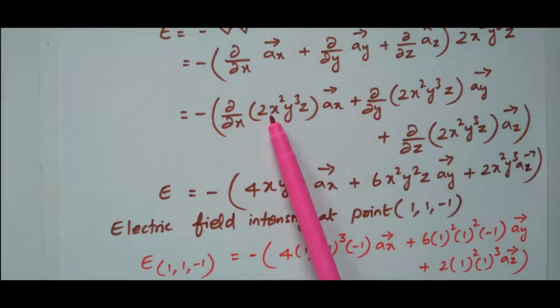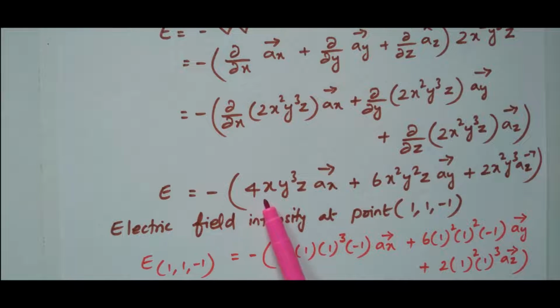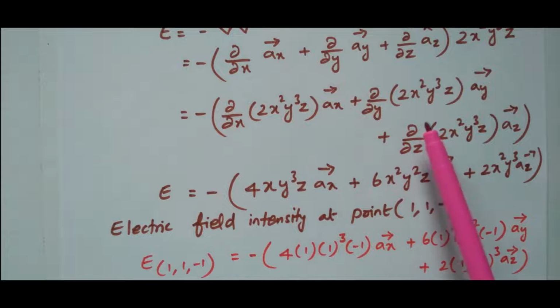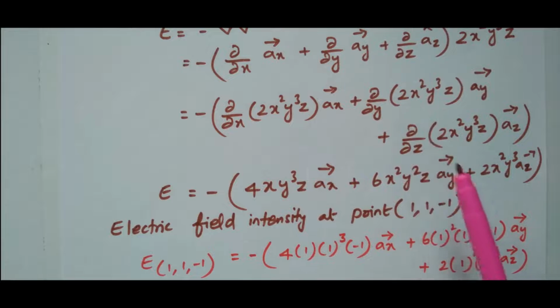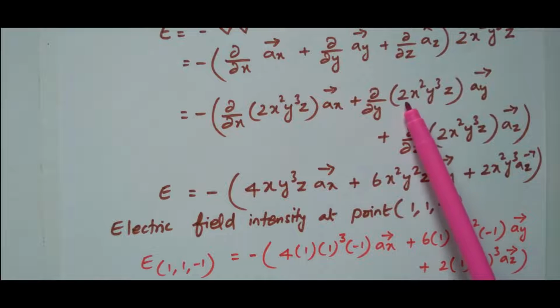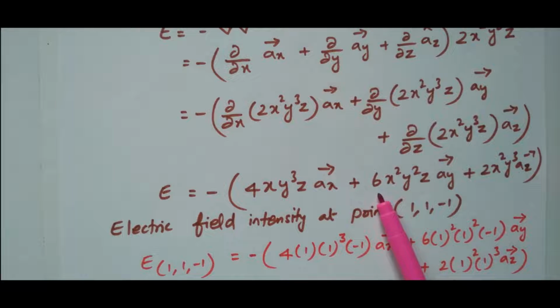The differentiation of x square is 2x. Already one 2 is there, so it becomes 4x. Then this one, differentiation with respect to y. Differentiation of y cube is 3y square. 3, already here 2 is there. 2 into 3, 6. 6x square y square z into ay vector.